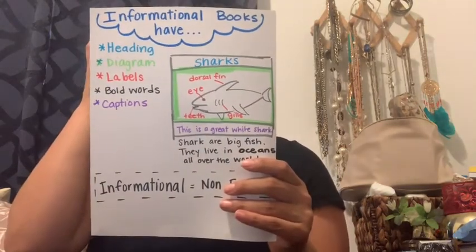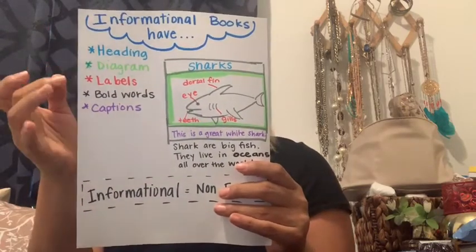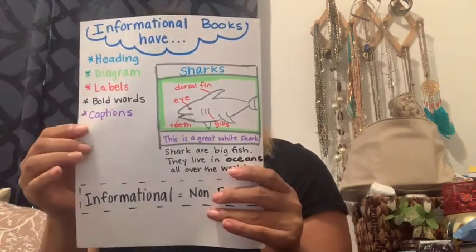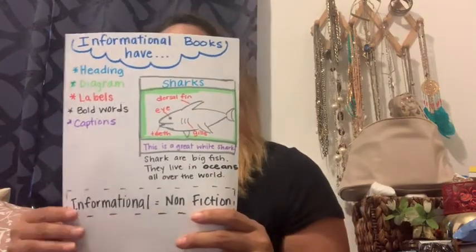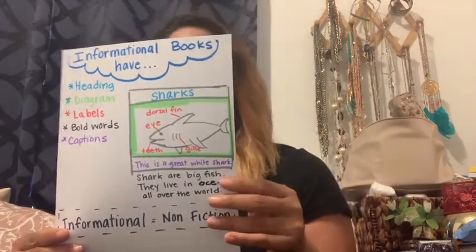So I have a book here, and this might look familiar. We read a couple of these. We read one about a dolphin. I think we also read one about tigers. But I just want to review a little bit of what you can find in an informational book. So here's our anchor chart. And informational books have headings, diagrams, labels, bold words, captions. Another thing that they have, most of them have a table of contents.